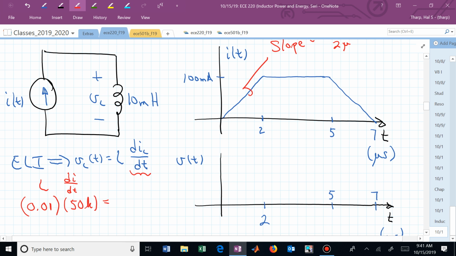And now that's 50 times 10 to the third times 10 to the minus 2. Do all of that, and we end up with 500 volts. So our voltage is now 500. The slope was constant during that time interval, and now we know that the voltage dropped across that inductor from 0 to 2 microseconds is 500 volts.